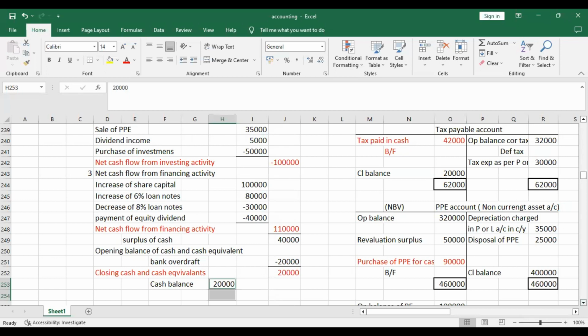Please go through the question and the answer side by side. Always refer to your problem; only then can you do it. What is given in the P&L account? What is given in the balance sheet? Then what figures do you have to take? Do not take any cash balances directly to the cash flow statement.